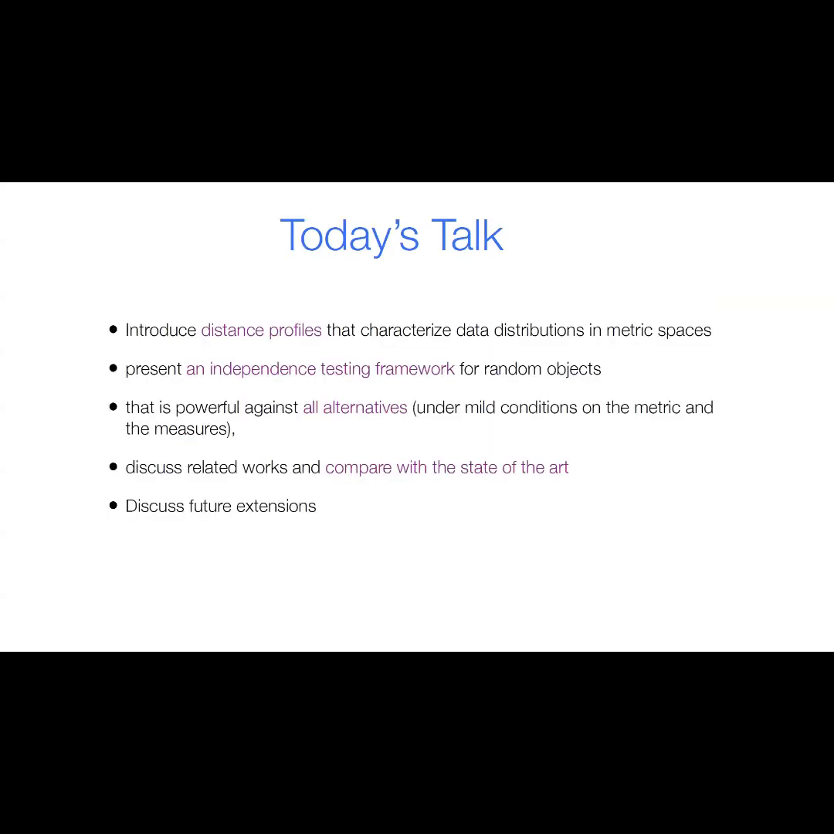Okay, so just to give you a small outline of today's talk, first I'm going to introduce distance profiles that characterize data distributions in metric spaces. And then I'll present an independence testing framework for random objects, which is powerful against all alternatives. And then I'll discuss related works and compare with the state of the art. And finally, I'll talk about some future extensions.